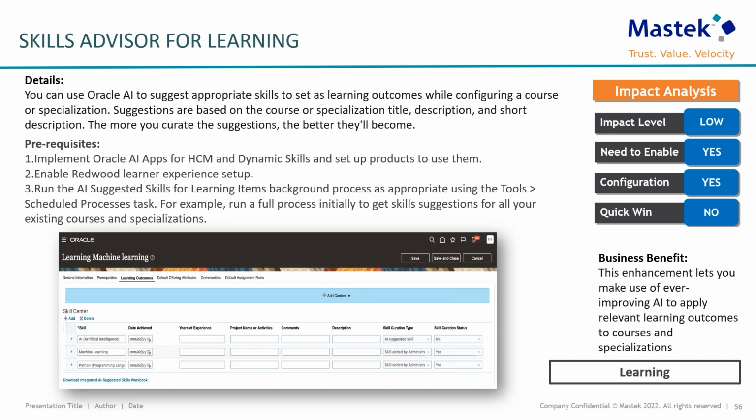And the more you configure it, or the more rules you add, on the basis of that you will get closer skills suggestions by the system. But as I mentioned, as a prerequisite, you have to implement Oracle AI apps for HCM and dynamic skills. And also you must have enabled Redwood learner experience.